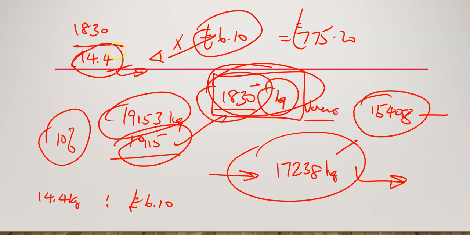I could find basically the cost of 1 kilogram, and then you can do it however way you want to do it. But the key point is that the ratio is 14.4 kilograms to £6.10. So I could find 1 kilogram. You could do £6.10 divided by 14.4. It's exactly the same thing I just did. £6.10 divided by 14.4 times 1830 to find my full answer. So that's the first method that I'm doing.